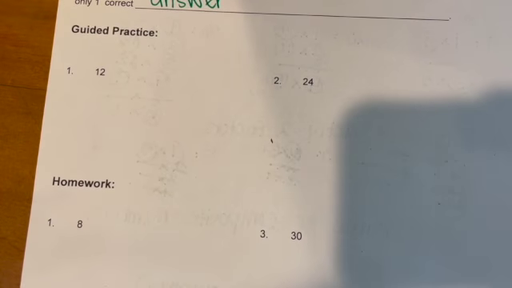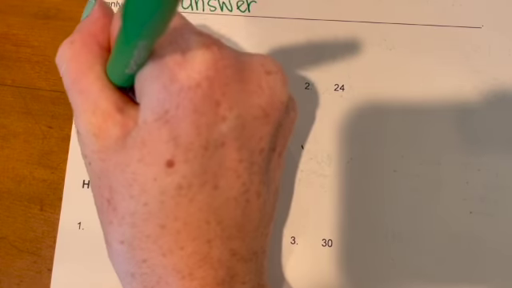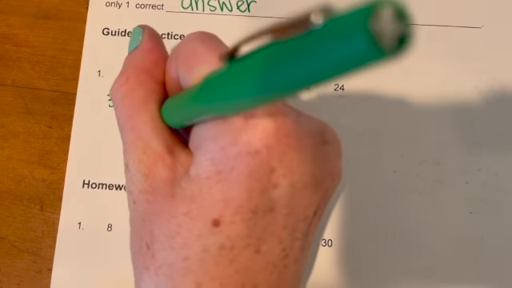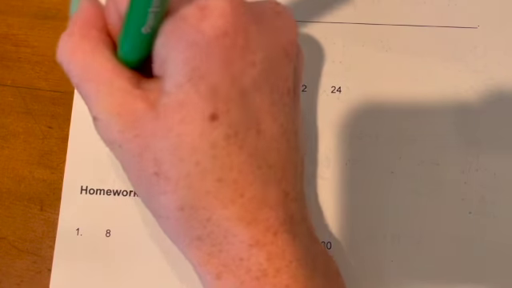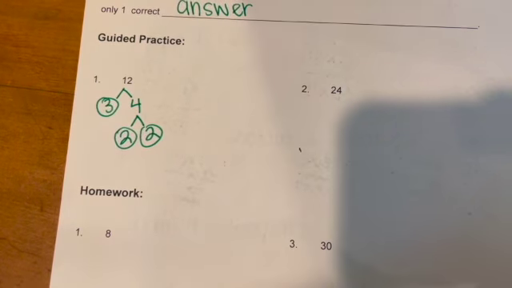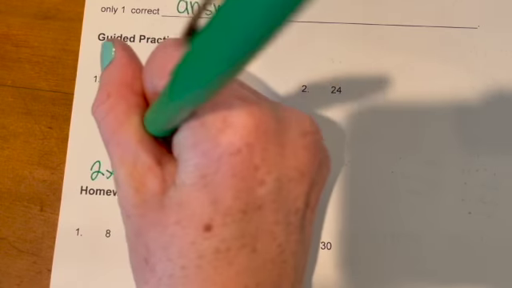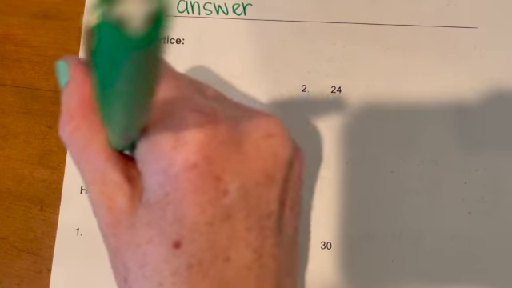Okay, we're going to get out our green pen. We have 2 guided practice problems that we're going to do together. We have 12. I'm going to split it up, and I'm going to do 3 times 4. I can break up 4 by 2 and 2. So I've done step number 1. I created my factor tree. Now I'm going to circle my apples, and I am going to do step number 2. I'm going to write my prime numbers or apples in least to greatest. So 2 times 2 times 3. And I have my answer.